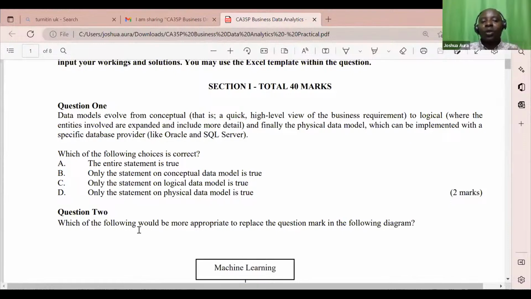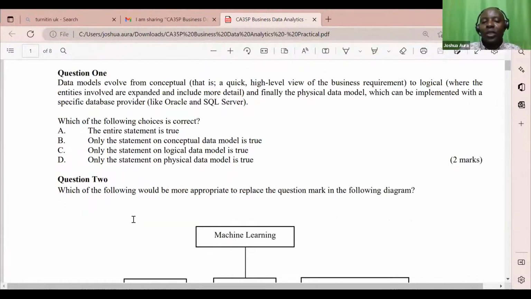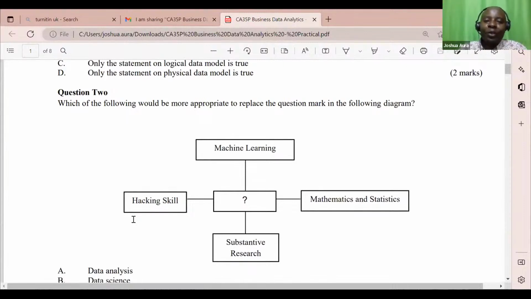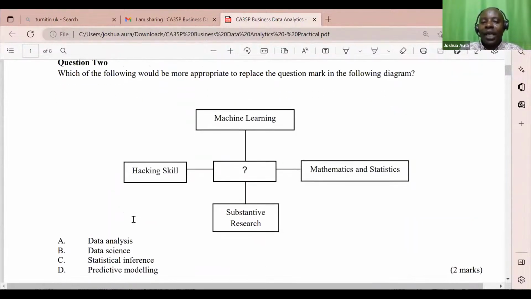Great. So look at question number 2. Which of the following would be more appropriate to replace the question mark in the following diagram? There is a great, beautiful diagram here. We have machine learning, mathematics and statistics, hacking skill, substantive research. So in the middle here, we have a question mark. What do you think in this case should we have in this?